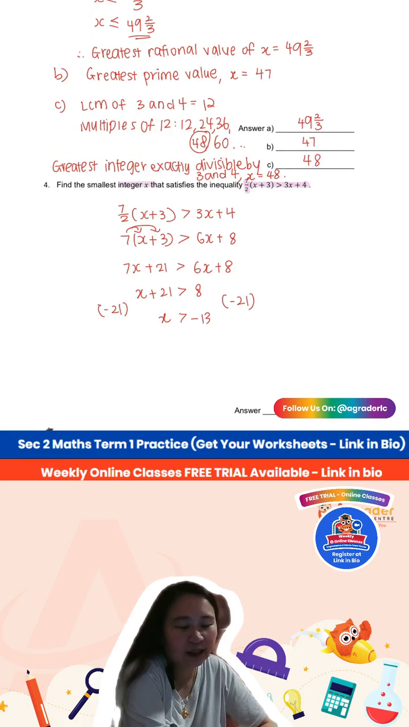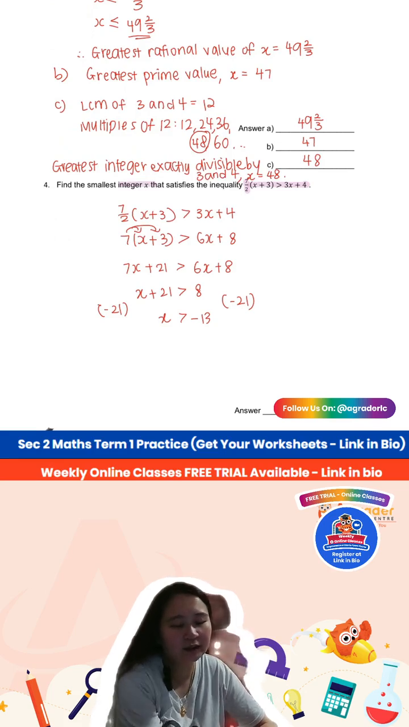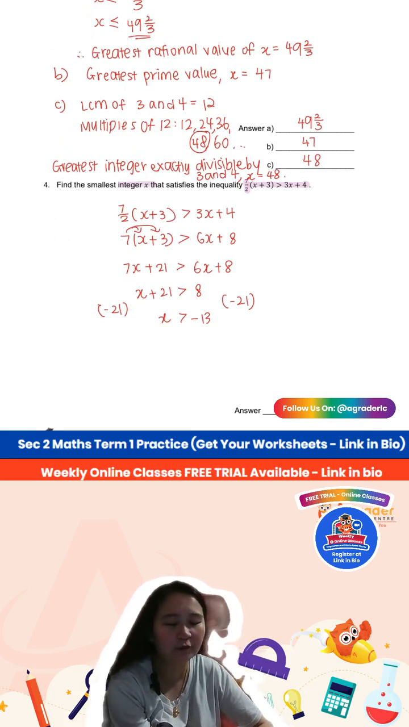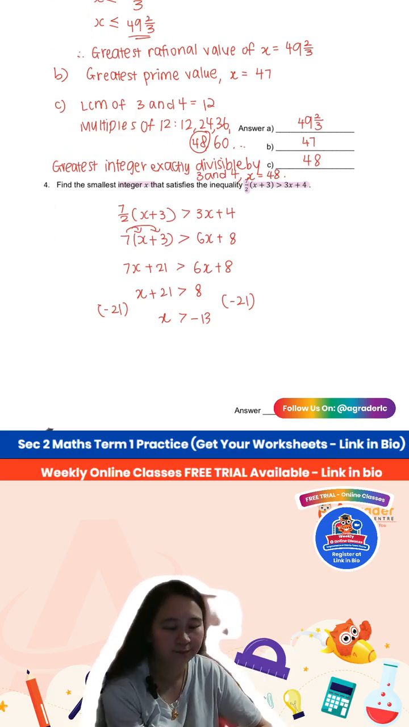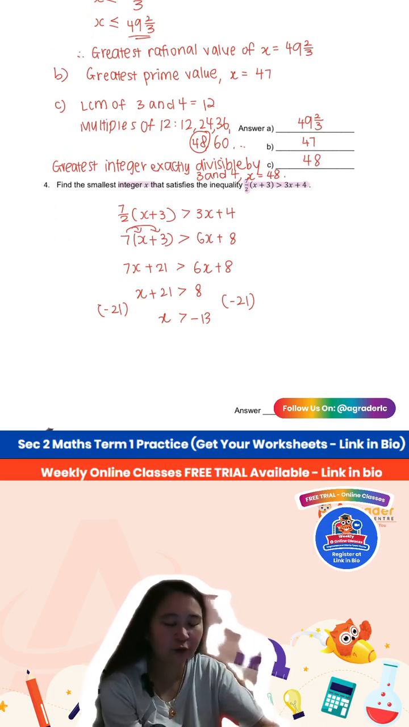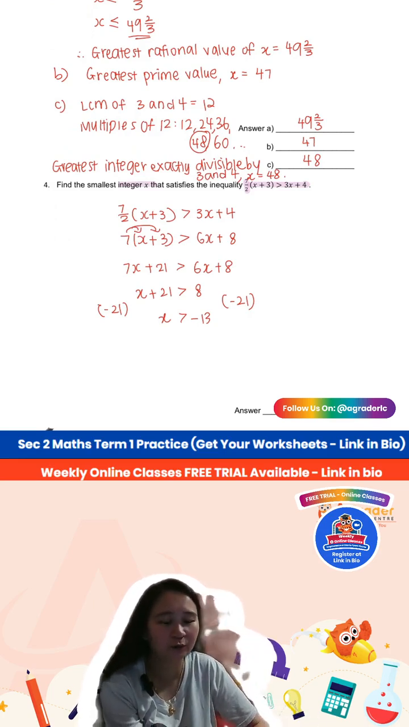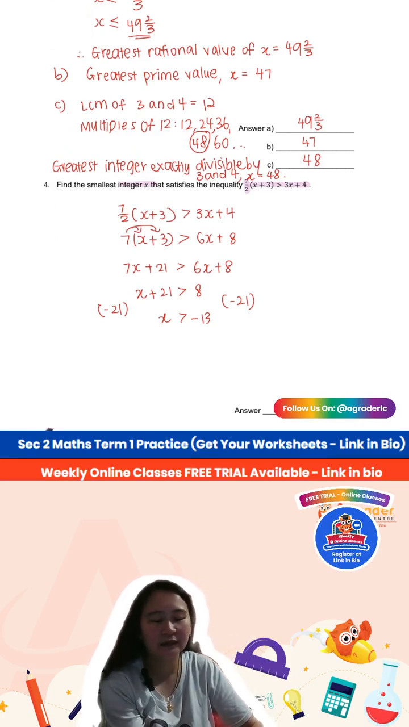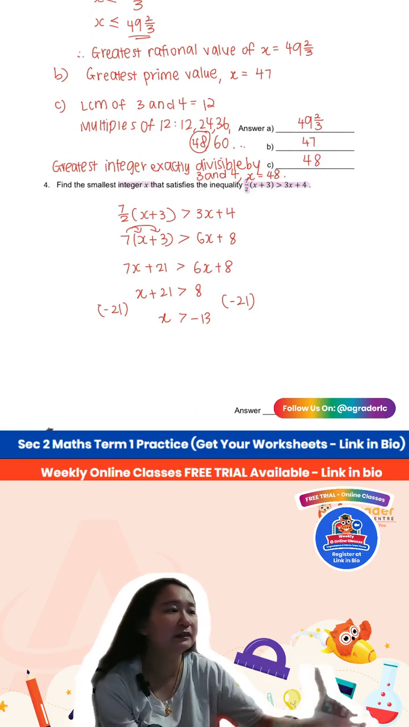So what is an integer that is just greater than negative 13? Therefore we get negative 12, because negative 12 is greater than negative 13. x must be greater than negative 13.